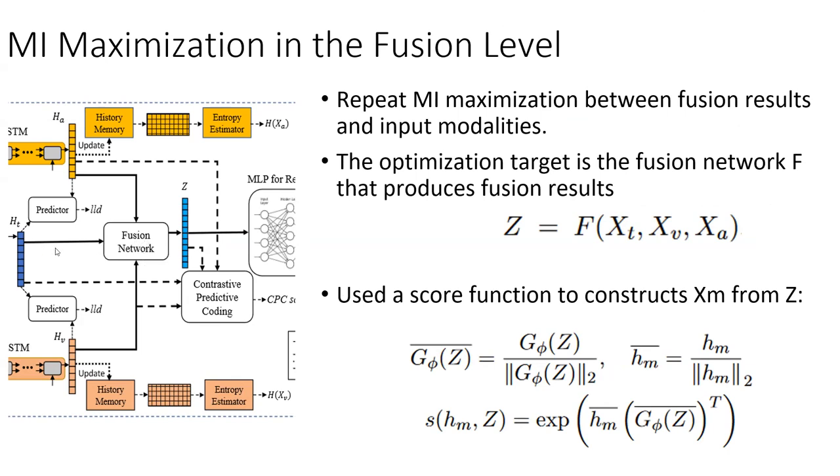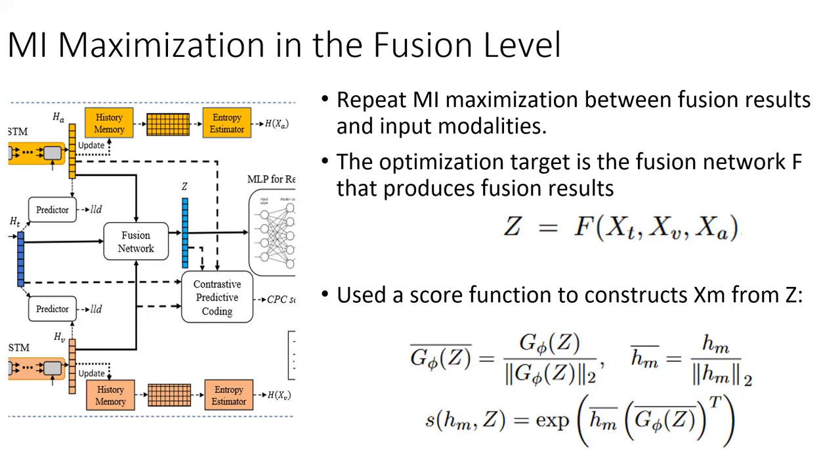So the fusion network, as you know, is a stack of linear activation layers, and the output is Z. In this fusion level, their target is to estimate the opposite path. I mean, from the output of the fusion level Z, to compute the input representations, I mean the HA, HT and HP.